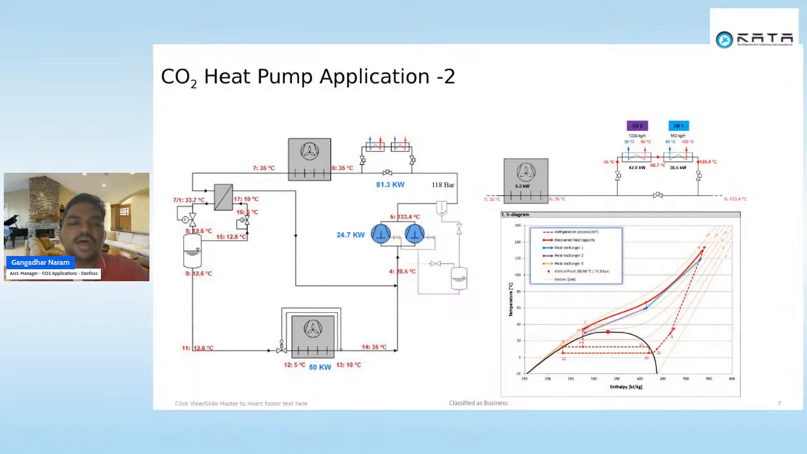At the same time, the customer also has air conditioning, where the processing areas request air cooling. So in this condition, they have a requirement of three utilities. One is 60 degrees hot water temperature utility, another is 120 degrees hot water temperature utility, and another one is 7 degrees chilled water temperature utility. All three we can generate with the CO2 heat pump.